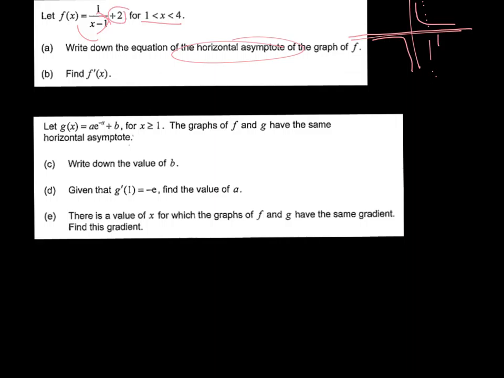However, the reciprocal function 1 over x has been translated up 2 units, so it would actually be up here somewhere. So we would have a rational function with a vertical asymptote at x equals 1 and a horizontal asymptote at y equals 2, such that we have something like this.